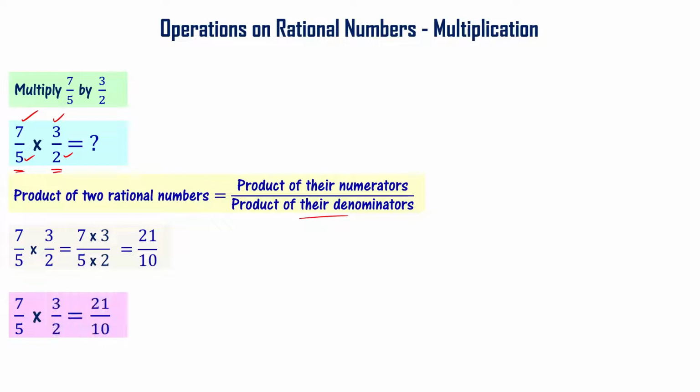21 by 10 is also a rational number, right? So now I can say that a rational number into a rational number is going to give you a rational number. This you can check.